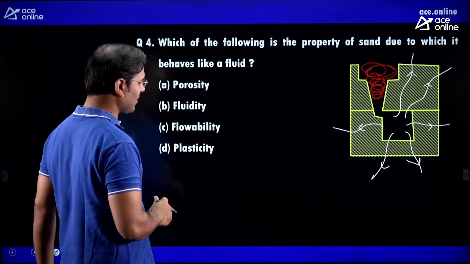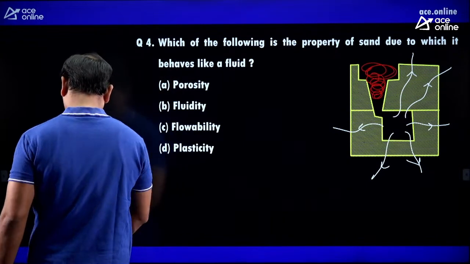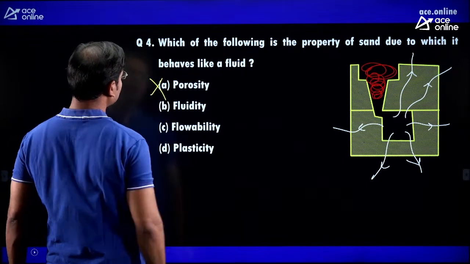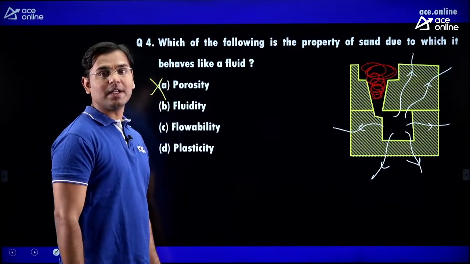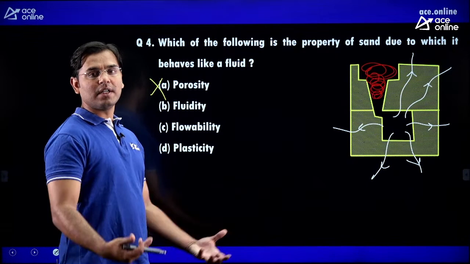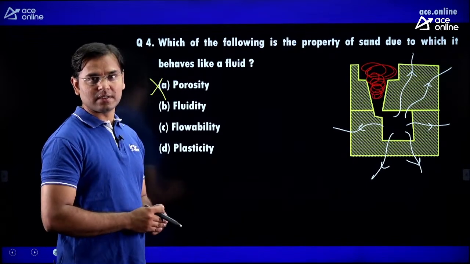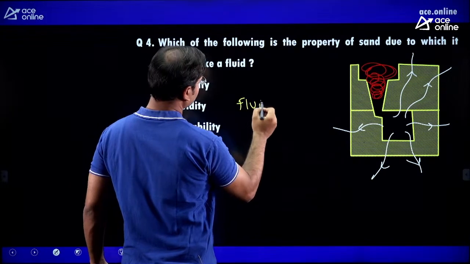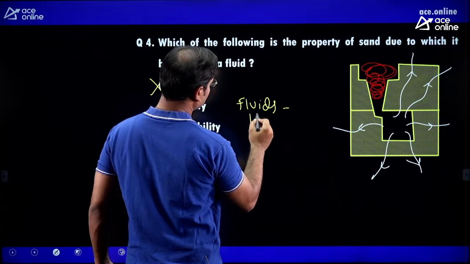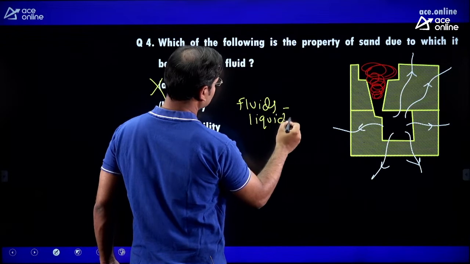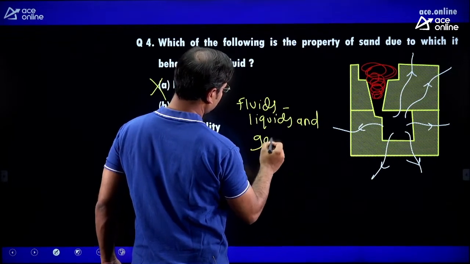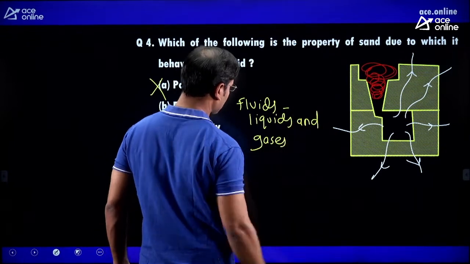Then which of the following is the property of sand due to which it behaves like a fluid? Porosity is definitely not it. Next is fluidity. What is the case of fluidity? Fluidity is in the case of fluids. And which are the fluids? The fluids are liquids and gases. Liquids and gases are the fluids.